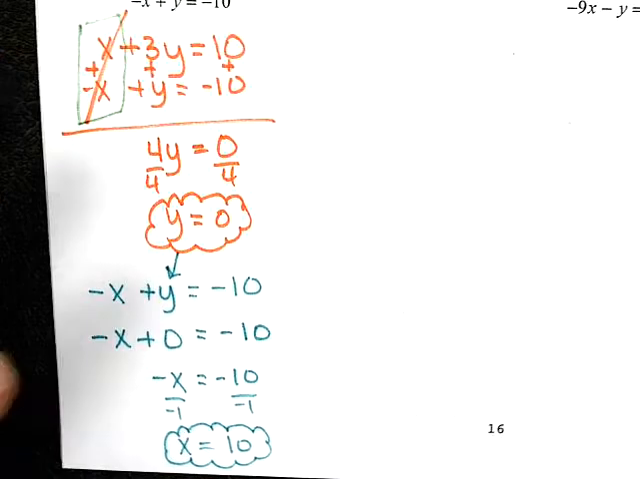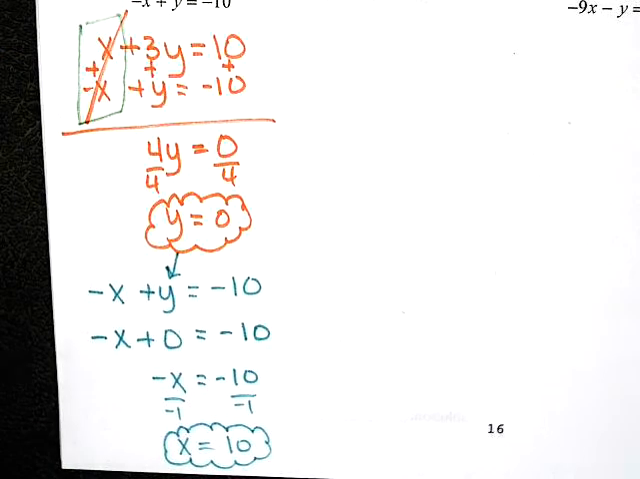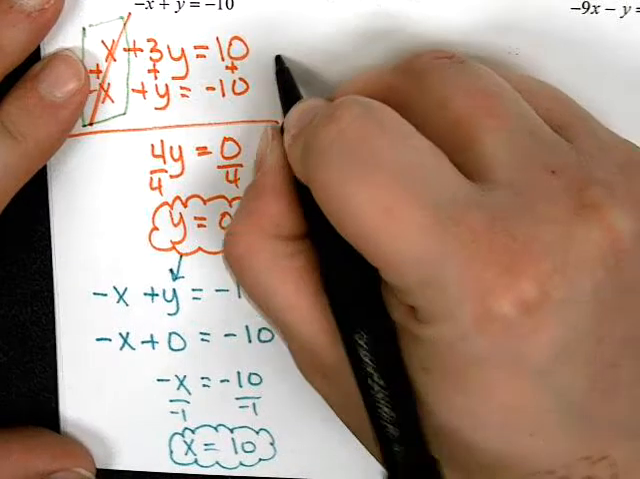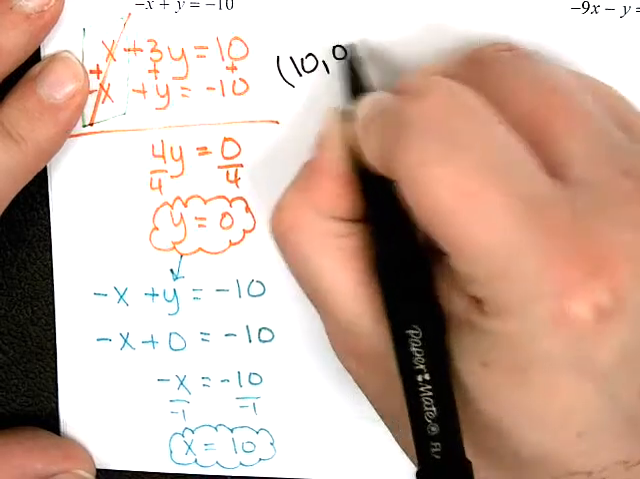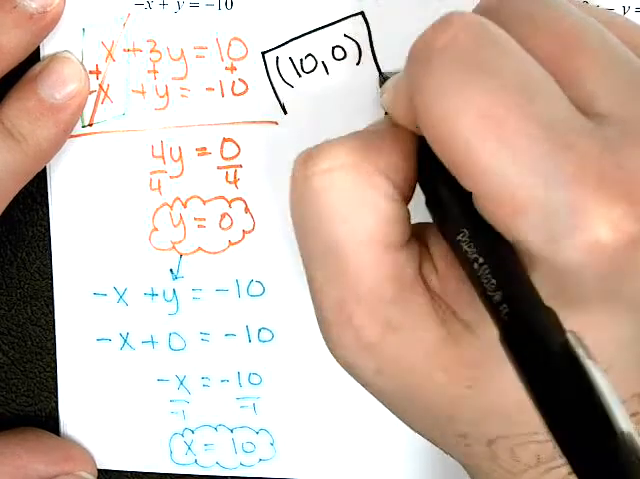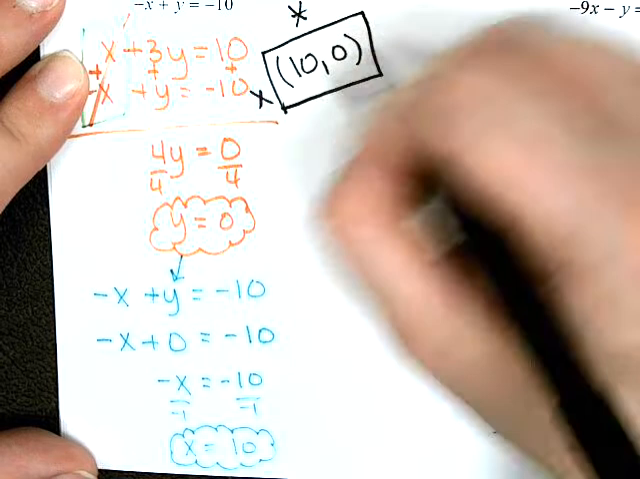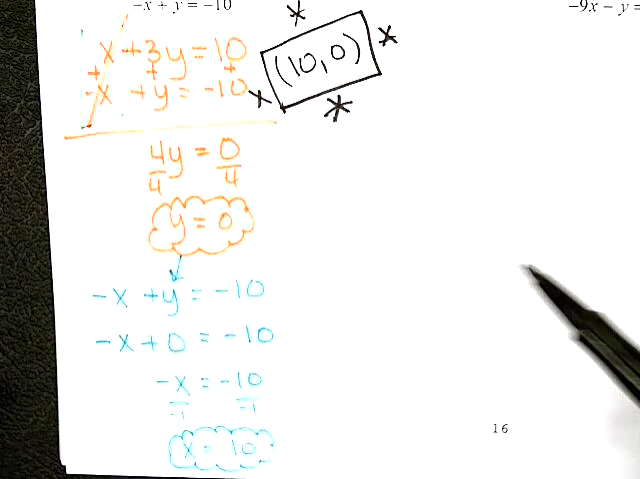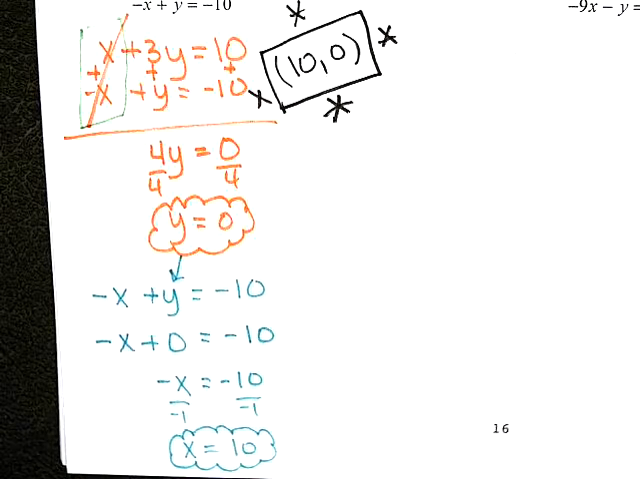Okay, so let's write our solution before we forget to do that. So our solution should always be x, y, which means our solution is going to be the point 10, 0. And I always like to put a box and some stars so that I remember that's my actual solution, right? I did all this work to get to that. And now I still have to also check my solution.